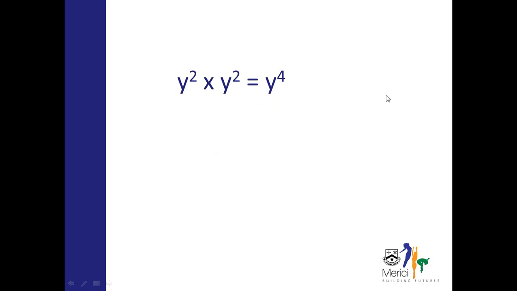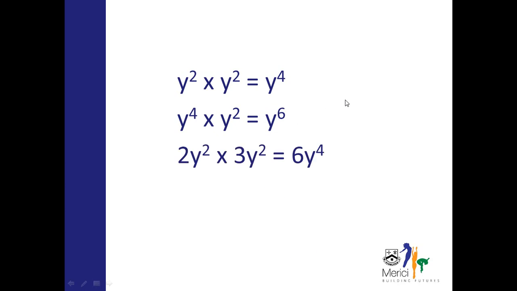So, again, just a couple of worked examples. y squared multiplied by y squared is equal to y to the power of 4. Now, this is just y times y, which is this bit, and then another y times y. So there's 4 of them. 2 plus 2 is equal to 4. Now, if we add an extra one, or a higher number, we get y to the power of 4 multiplied by y squared. Again, if you're unsure, write it out in full, and you end up with y to the power of 6.